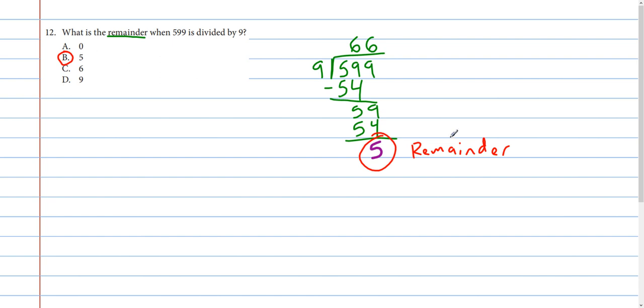Be careful there. Asking for the remainder is not usually what they ask for. You usually ask for the 66 here. But the good suggestion is always to read the question twice. Make sure you know what they're asking for. Our remainder is 5, so that is our answer, 5.